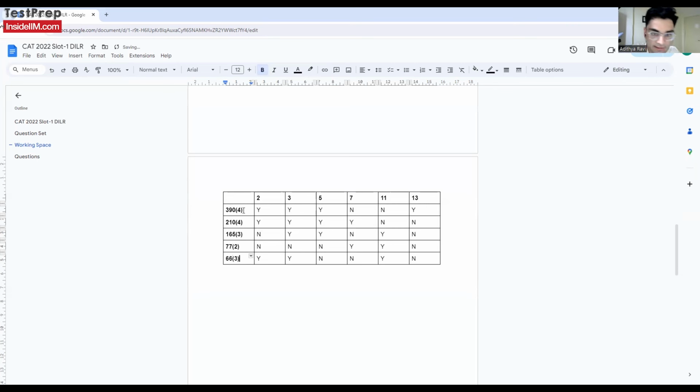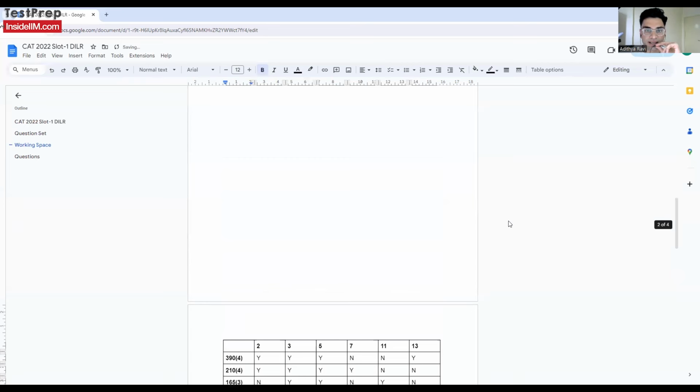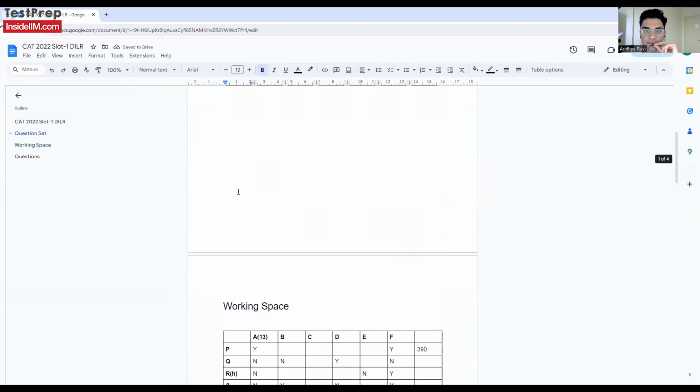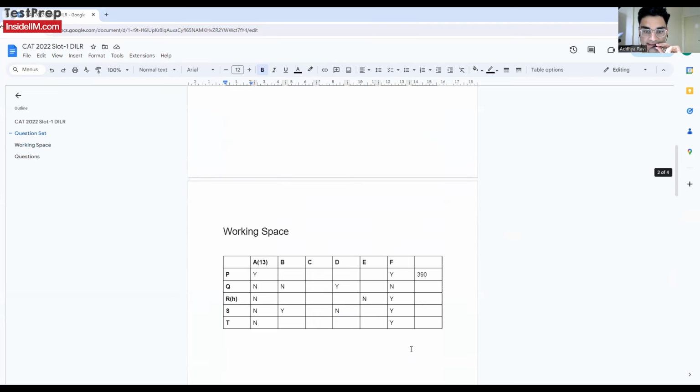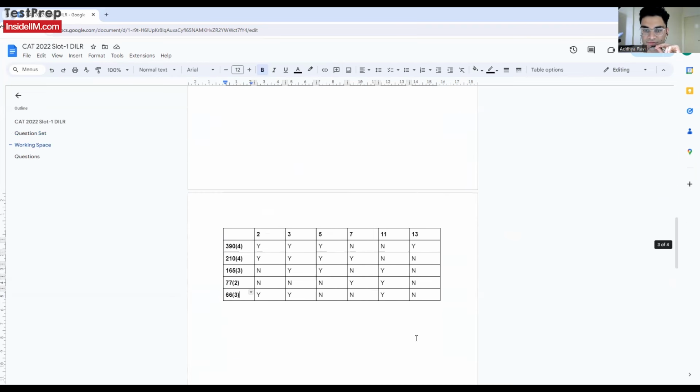All right. This could be important because we marked an H next to Rashida's name, because the question tells us that R has received the highest number of tokens anyone received. And we have seen that only 2 numbers are tied for the highest, with 4 tokens each. 390 is 2 into 3 into 5 into 13. 210 is 2 into 3 into 5 into 7. But we already know that P has received a total sum of 390.